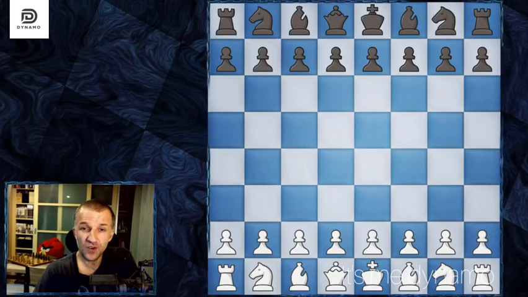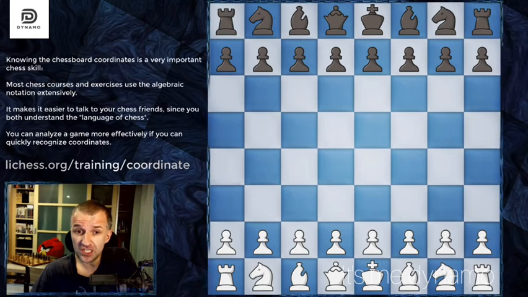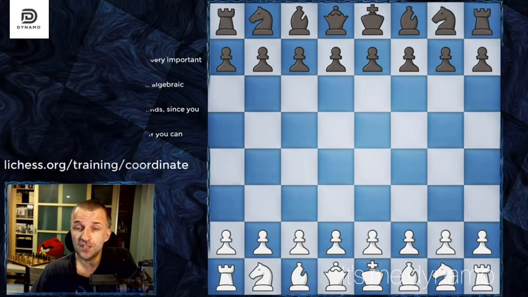So here we go. And first is a note from lichess. Knowing the chessboard coordinates is a very important chess skill. Most chess courses and exercises use algebraic notation extensively. It makes it easier to talk to your chess friends since you both understand the language of chess. You can analyze a game more effectively if you can quickly recognize coordinates.